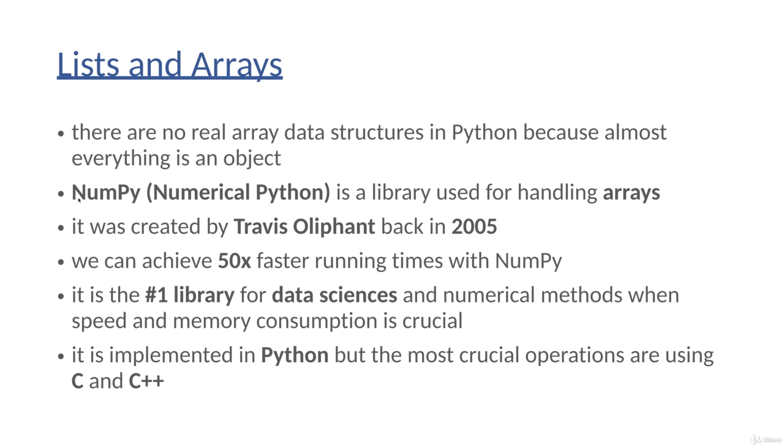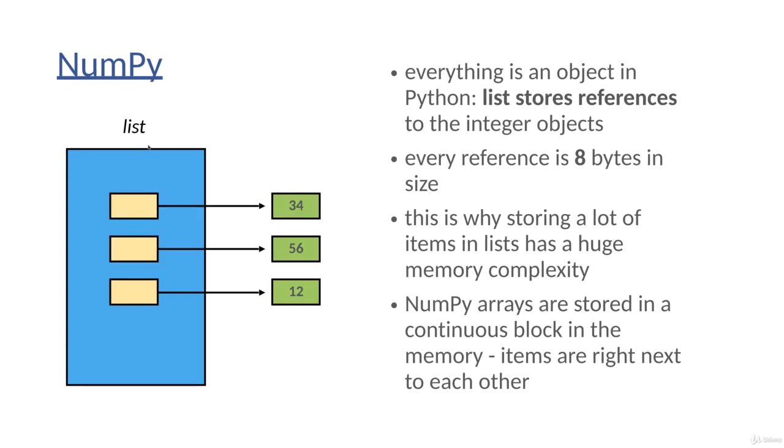And this is exactly why NumPy came to be back in 2005, because NumPy arrays are real arrays, while on the other hand, the Python built-in list data structure is not a real array data structure. So we can achieve even 50 times faster running time with NumPy. So this is why NumPy is an extremely important library as far as the Python programming language is concerned. It is implemented in Python, but the most crucial operations use C and C++. So let's take a look at what the problem with the list data structure is and how to use real array data structures as far as NumPy is concerned.